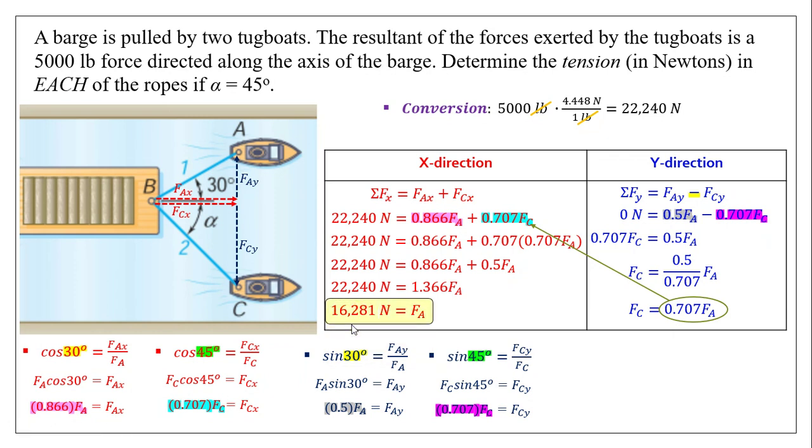But it wants the tension in each rope, right? Therefore, once you know Fa, we can go back to one of these functions on the right side. We know that Fc is 0.707 times Fa. Well, we just found Fa. The fact that we just found Fa, we can just carry this statement down and substitute in Fa. Wherever Fa is, we can just use the answer we just calculated, which is 16,281 newtons. And then calculator work time, that will give us Fc is equal to 11,514 newtons.